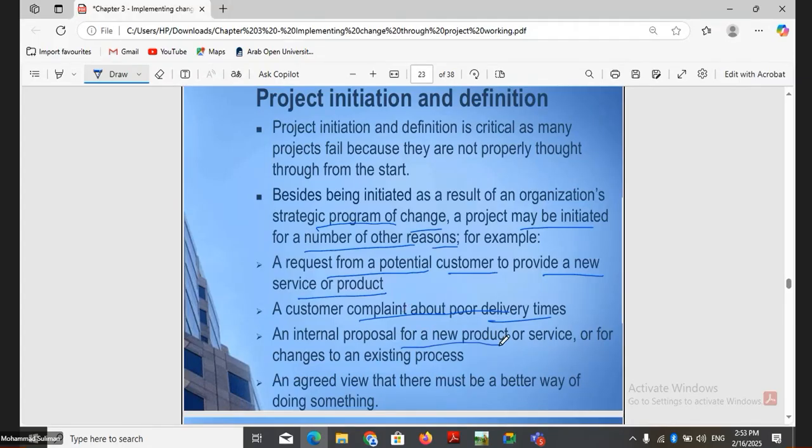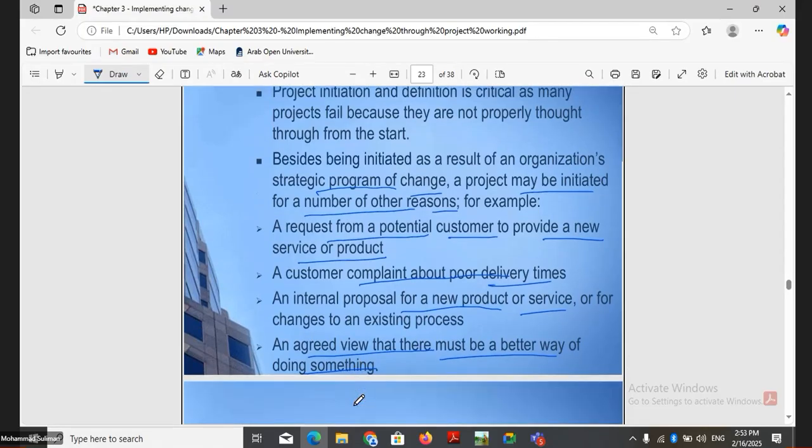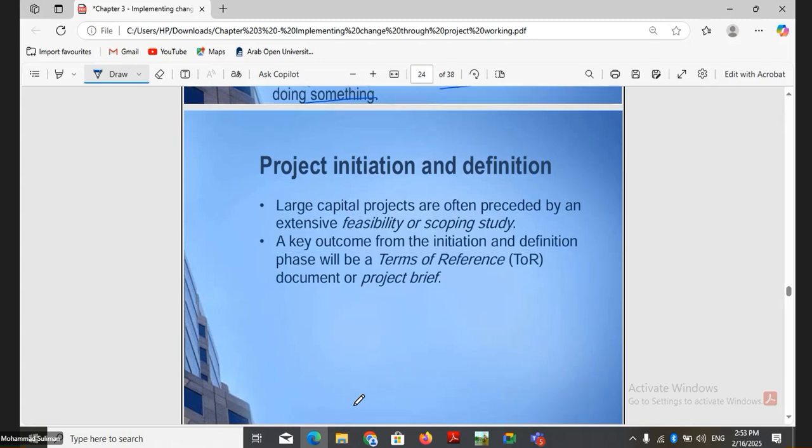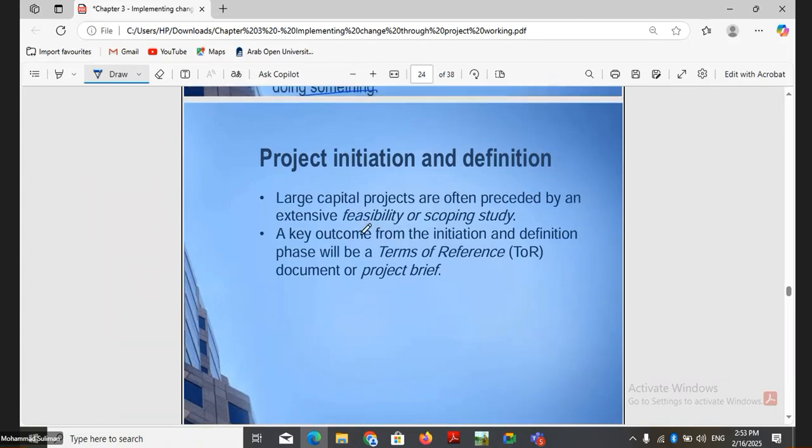And an internal proposal of a new product or service, an agreed view that there must be a better way of doing something, can again be taken as a project. So from small to large projects, it can come from any place or any other resource. Large capital projects are often preceded by extensive feasibility and scoping studies. For large projects, we need to do some study. It is very important.